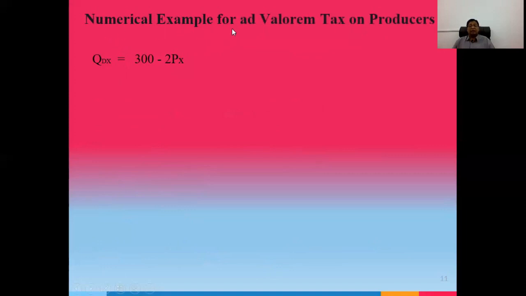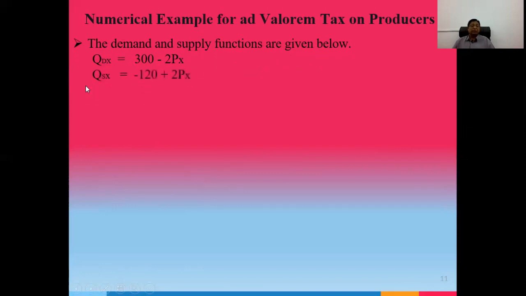Then a numerical example for ad valorem tax on producers. Now we are going to discuss one numerical example for ad valorem tax on producers. The demand and supply functions are given below. This is the demand equation: QDX equals 300 minus 2Px. This is the supply curve: QSX equals minus 120 plus 2Px.